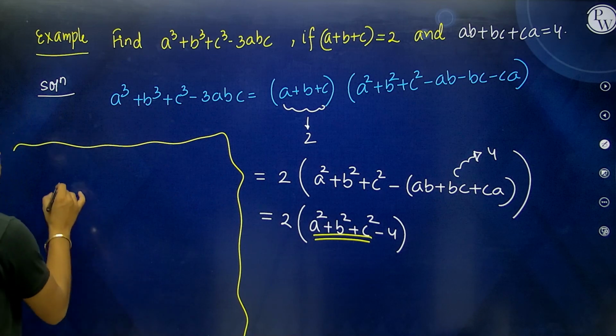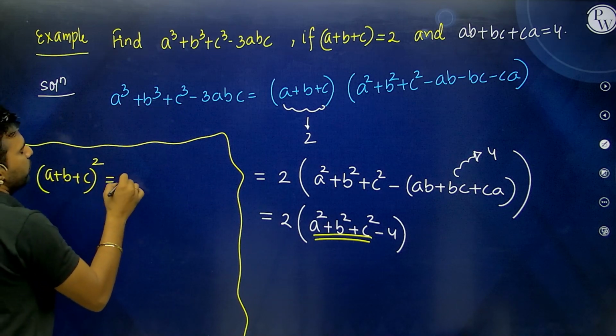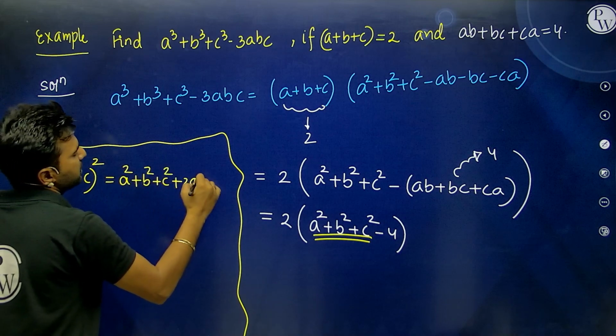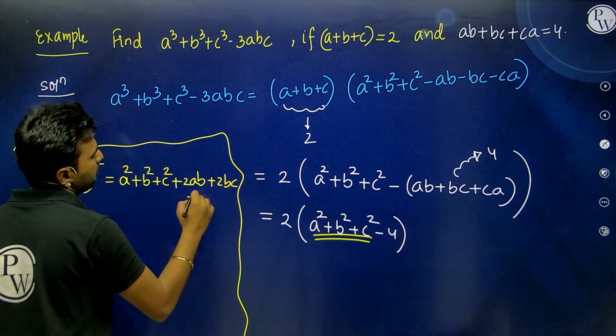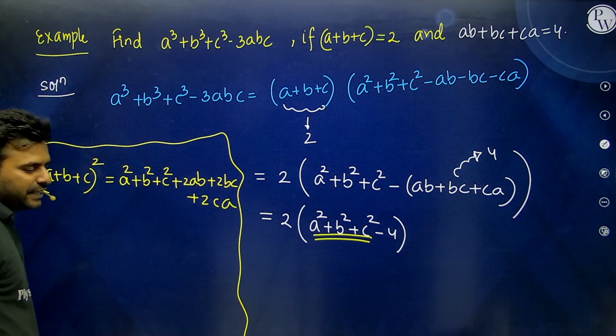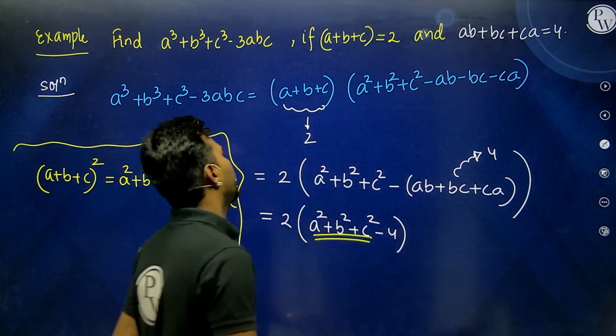Because the moment I get the value of a square plus b square plus c square, my entire question is solved. Yes or no? So we know that a plus b plus c whole square is what? It is equal to a square plus b square plus c square plus 2ab plus 2bc plus 2ca. Yes or no? Okay. By using this equation, can we somehow calculate the value of a square plus b square plus c square, kids? Try to feel it and do let me know the answer.